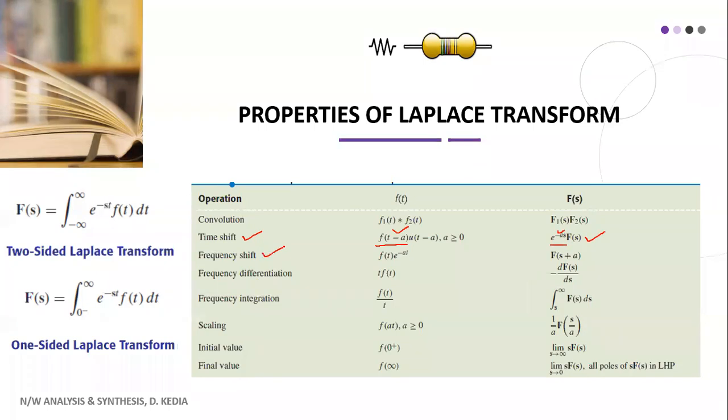Then we have the frequency shifting theorem. There, if you multiply your time domain function with e raised to the power minus a t, then in the frequency domain it will be F of s plus a. So s will be replaced by s plus a. Here in frequency shifting, what happens if you have e raised to the power minus a t, you will have s plus a. So you need to note down this difference between your time shift and frequency shift.